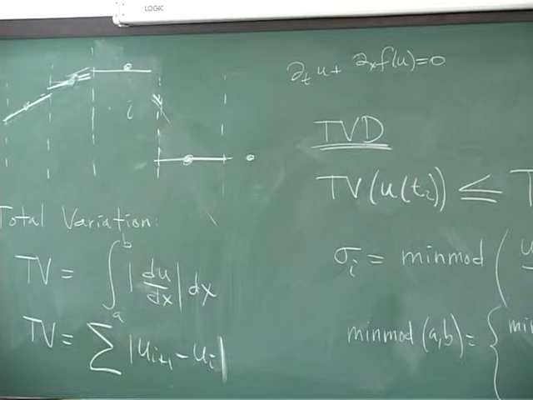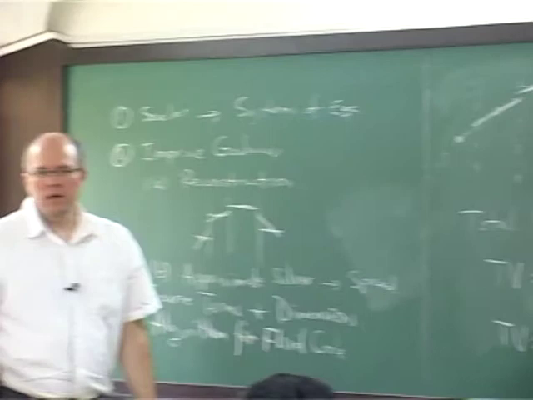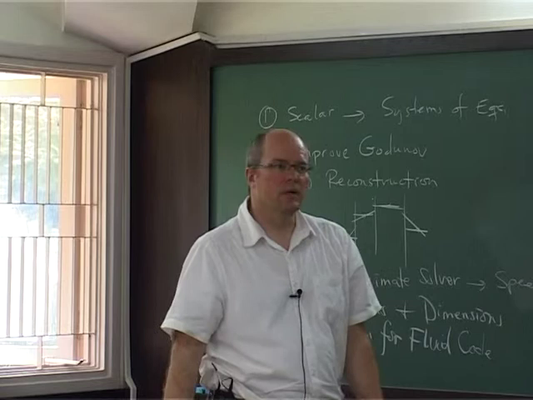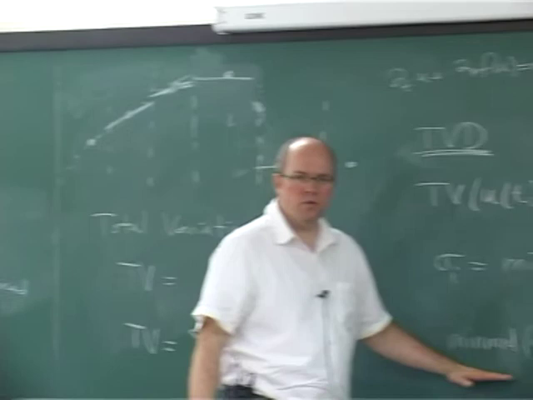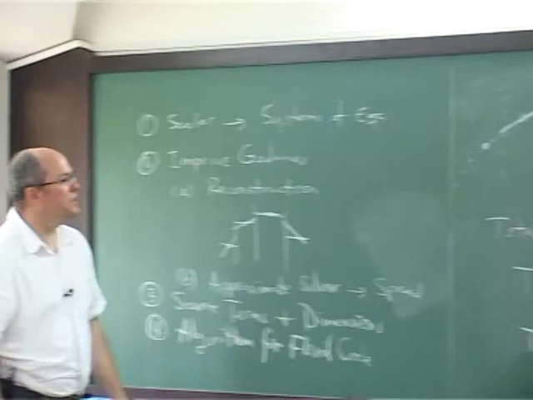But anyways, in the tutorial, I'll give you some of them and you can put them into your code for evolving Burgers' equation as one way to improve the reconstruction. So you'll do this piecewise linear reconstruction, but we'll use TVD methods to choose the slopes and not just guessing a simple analytic expression. Okay?